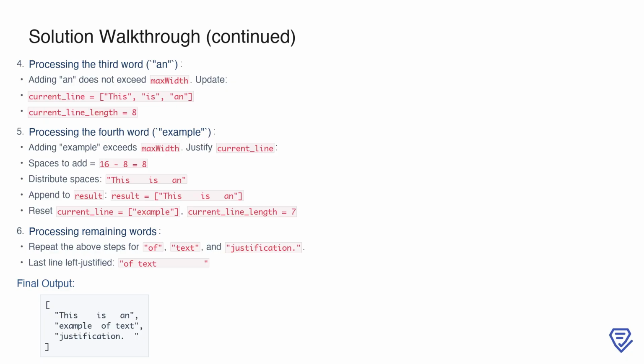The total spaces needed are calculated as max width minus current_line_length, which is 8. These spaces are distributed evenly between the words, resulting in the line "this is an." This line is added to the result, and we reset current_line to "example" and current_line_length to 7. The process is repeated for the remaining words, "of text" and "justification." The final line is left justified because it's the last line, resulting in "of text." The final output for this example is an array of lines. This is an example of text justification.